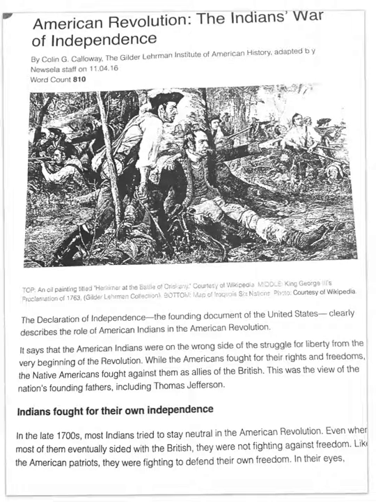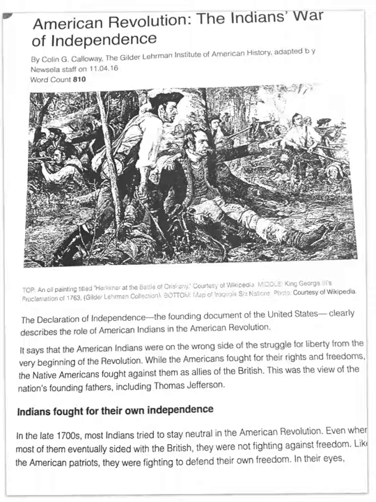Okay, so this reading is called American Revolution, the Indians' War of Independence. The Declaration of Independence, the founding document of the United States, clearly describes the role of American Indians in the American Revolution. It says that the American Indians were on the wrong side of the struggle for liberty from the very beginning of the Revolution. While the Americans fought for their rights and freedoms, the Native Americans fought against them as allies of the British. This was the view of the nation's founding fathers, including Thomas Jefferson.